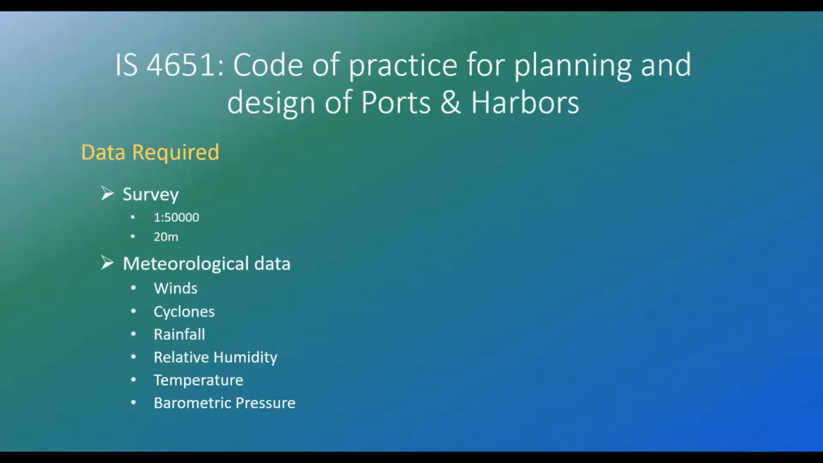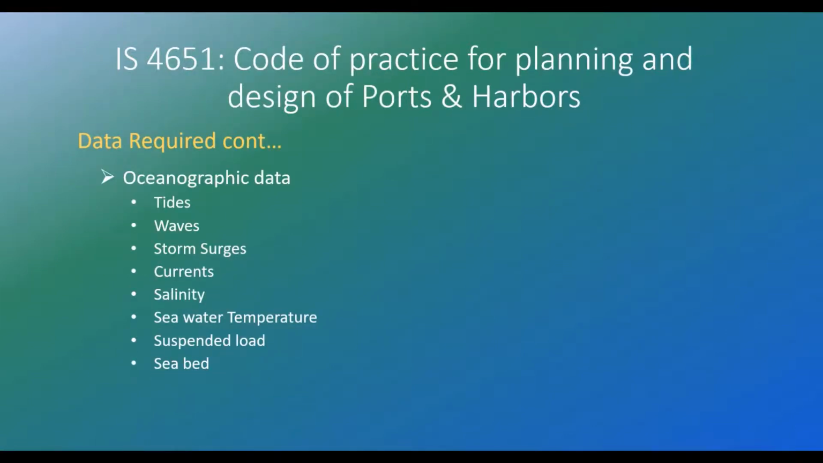As far as rainfall is concerned, data shall be collected for a minimum period of 3 years. This should cover maximum intensity and duration. Moving on to relative humidity, details on maximum, mean and minimum relative humidity for each month is to be collected for a minimum period of 5 years. For temperature, daily and seasonal variation may be noted. And for the last part, that is on barometric pressure, monthly average values would suffice.